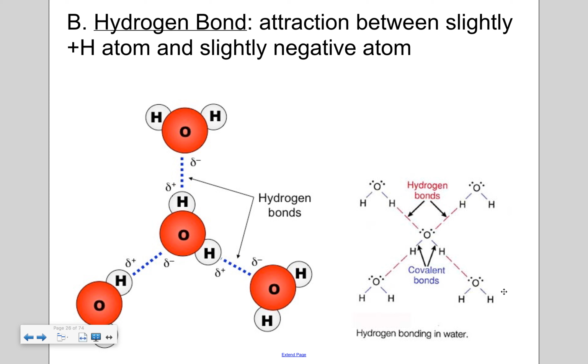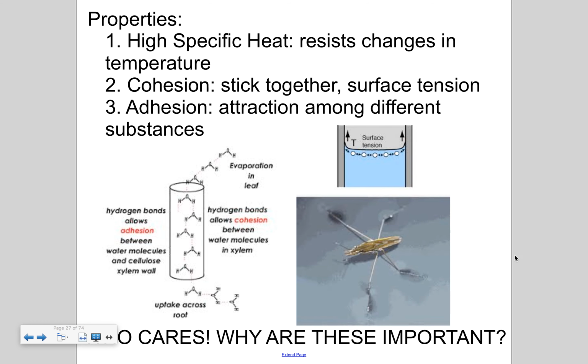But anyways, this is the reason why ice floats. Okay, we form this crystallated structure, some microscopic air pockets. It's less dense, it floats. So, properties tied to hydrogen bonds. First off, high specific heat. Water, because it will attract to other water molecules, has high resistance to changes in temperature because it takes a while for them to disrupt that attraction for each other.